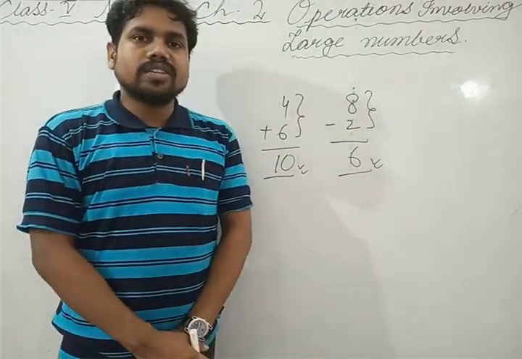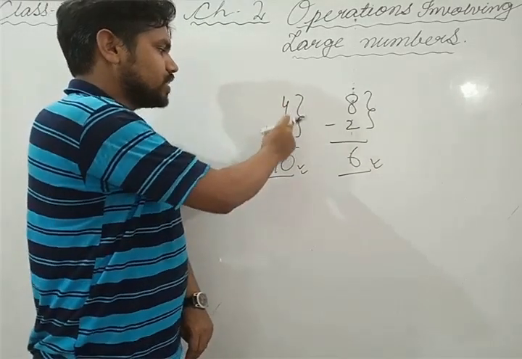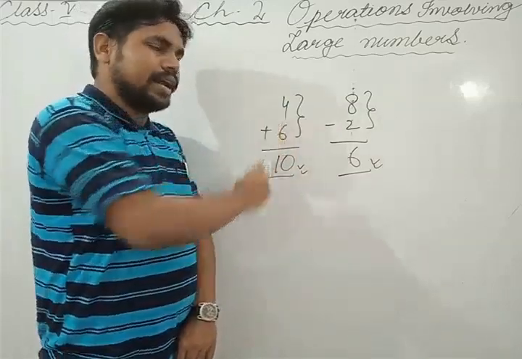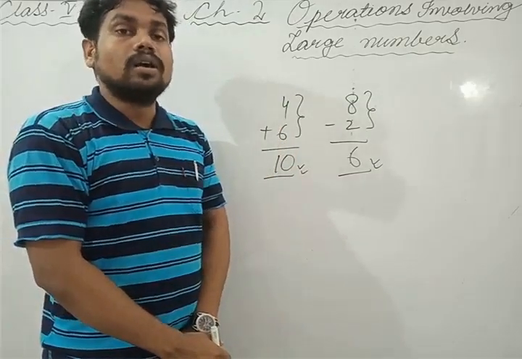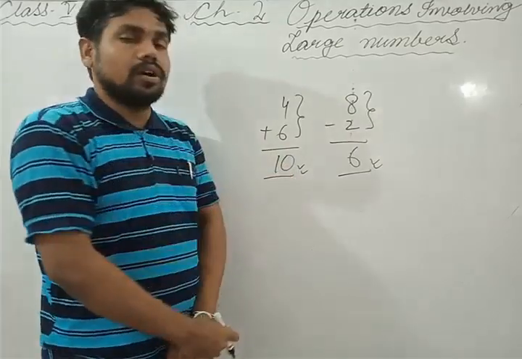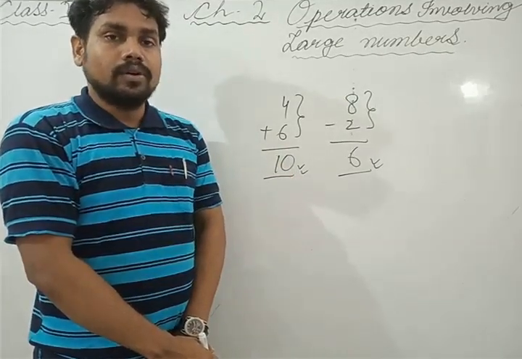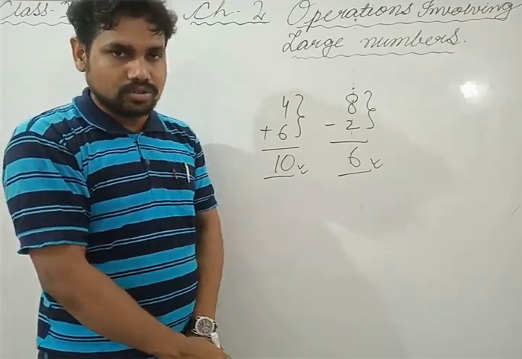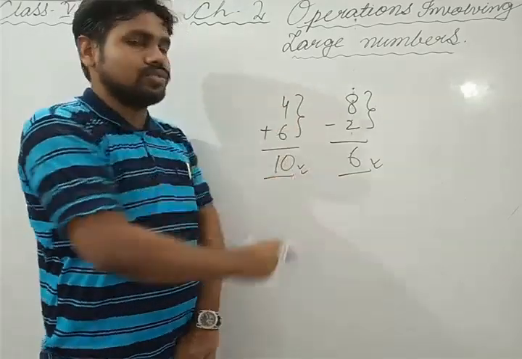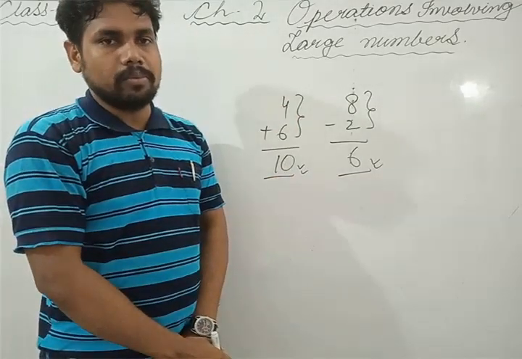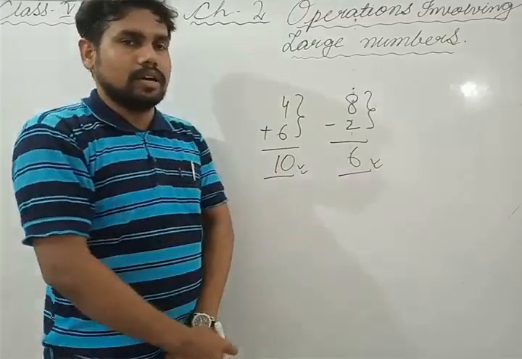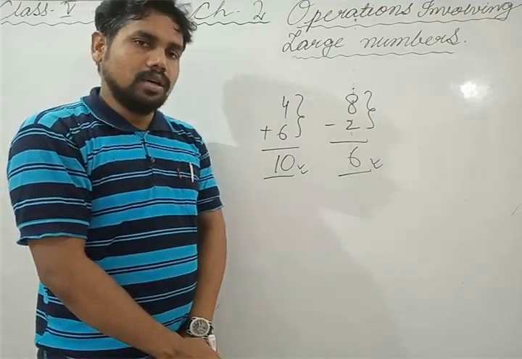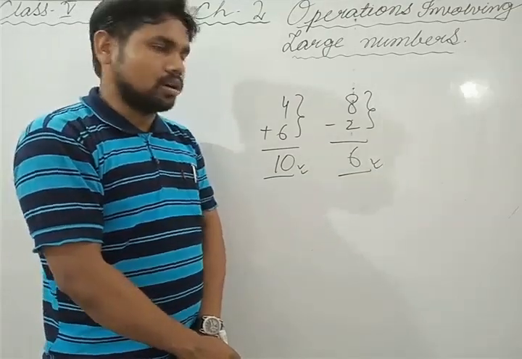In the case of addition, the numbers which are to be added are called addends, and the result we get is called the sum. Sometimes fill-in-the-blank questions ask what the numbers we add are called. The answer will be addends, and the result we get after adding two numbers is called the sum.